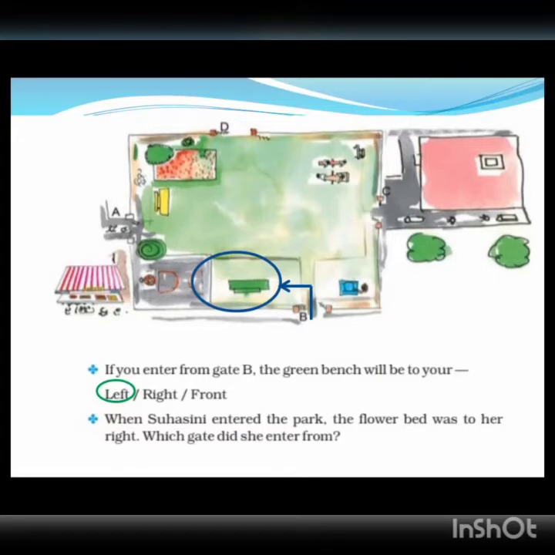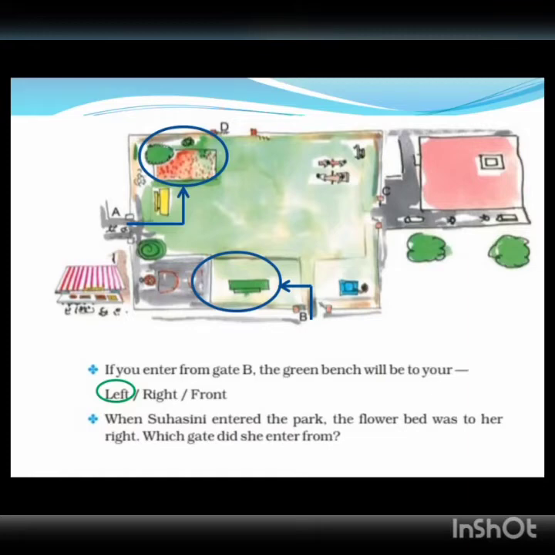Next question. When Suhasini entered the park, the flower bed was to her right. Which gate did she enter from? Here is the flower bed. Now let's check for all the gates. First, gate A. If she entered from the gate A like this, then the flower bed was left to her, not right to her. So gate A is not the answer.